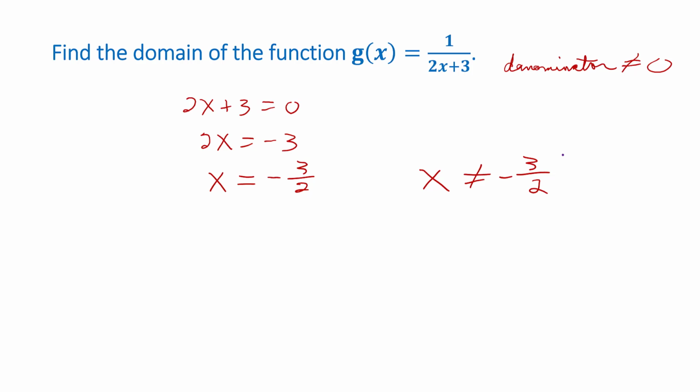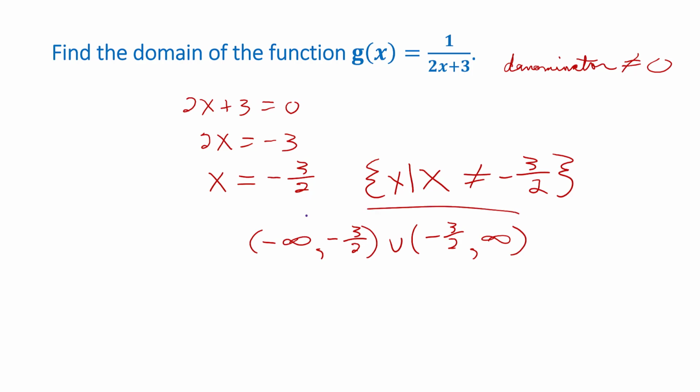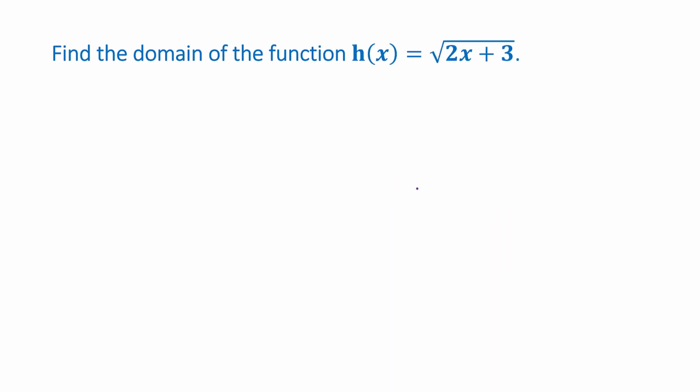So we could write this in set builder notation, the set of x such that x is not equal to negative 3 halves, or interval notation, negative infinity to negative 3 halves, union negative 3 halves to infinity. Okay, so that's our domain of this function g of x.